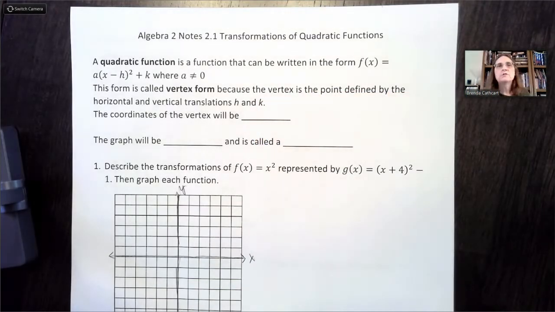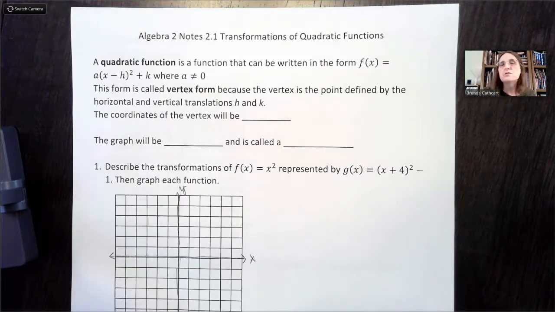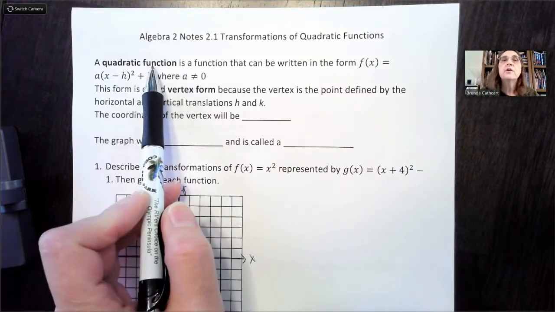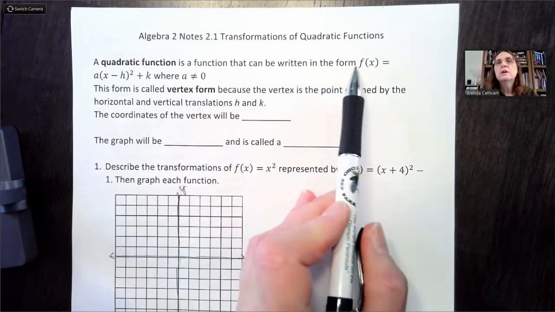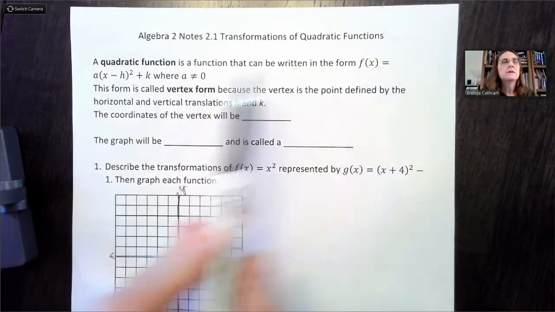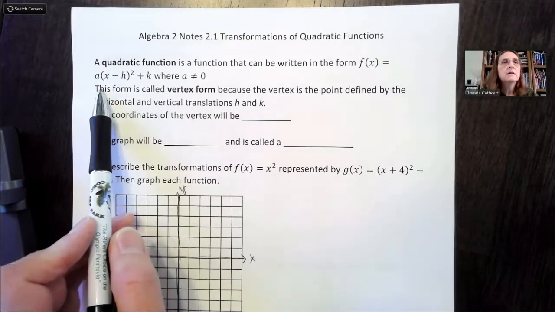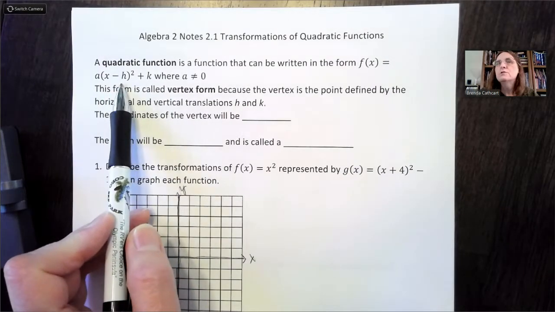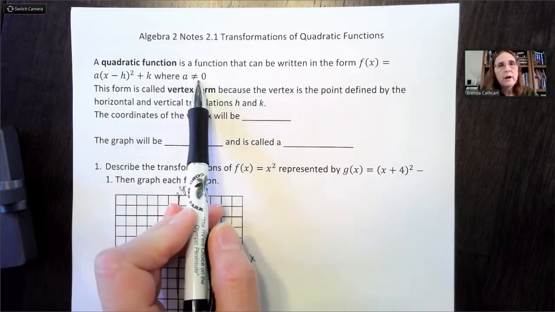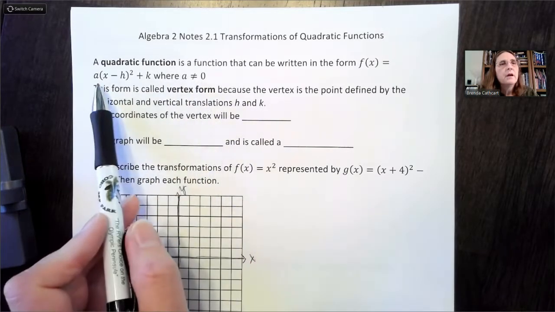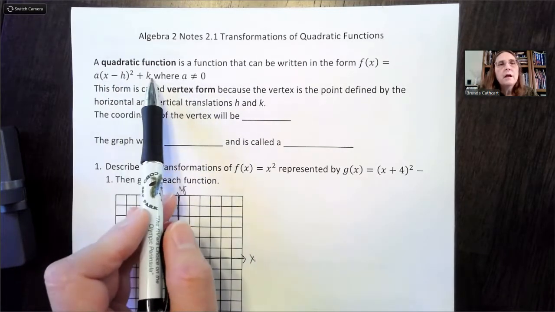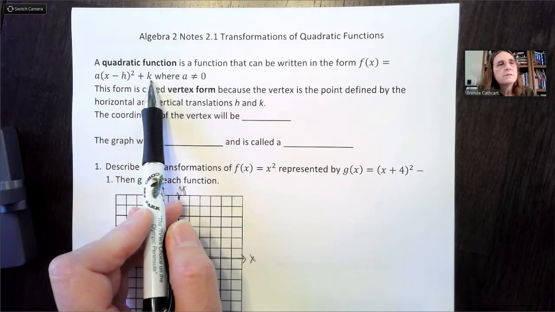Today we're going to do an Algebra 2 lesson on the transformations of quadratic functions. Starting off, a quadratic function is any function that can be written in the form f(x) = a(x - h)² + k, where a does not equal 0. The values a, h, and k are all constants.